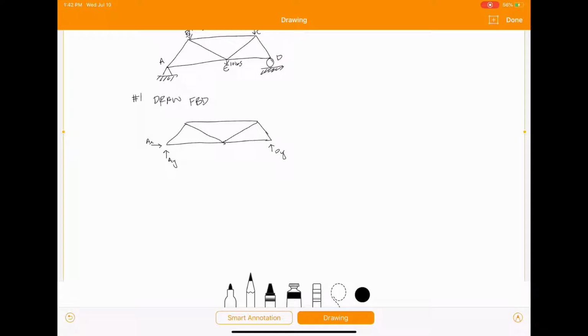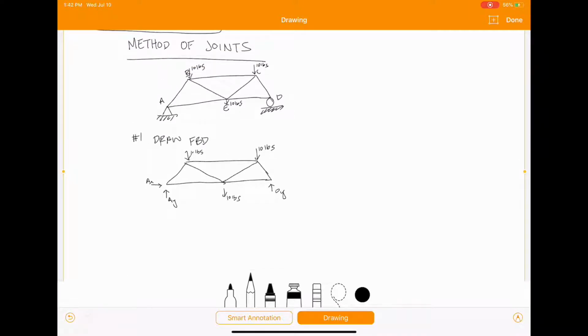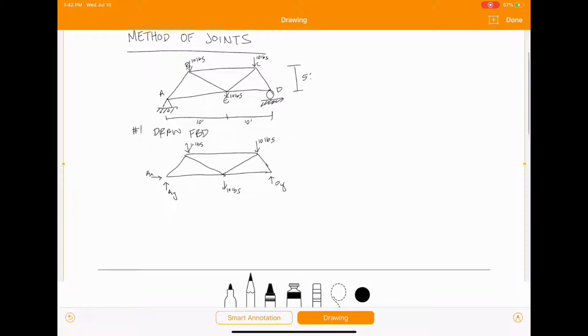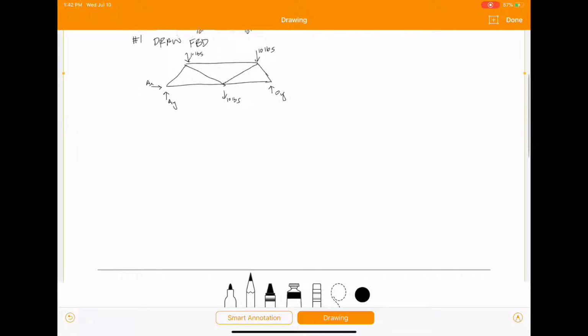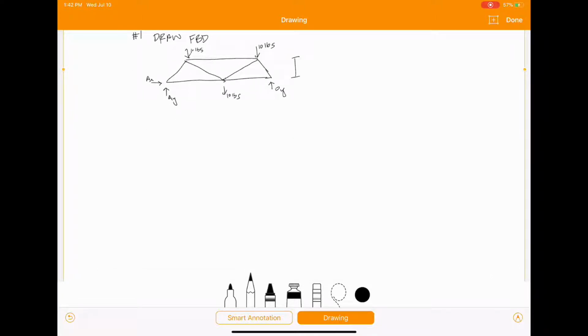Okay, and then we apply our forces. All right, and we also need dimensions for this as well. So we'll just say this is 5 feet and 10 feet and 10 feet, just to make our numbers nice. So again, we'll put that on our free body diagram. 5 feet, 10 feet, 10 feet. Okay.